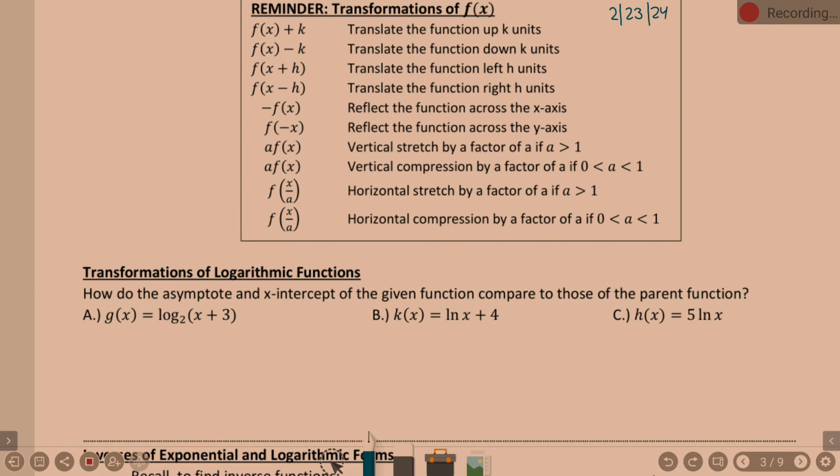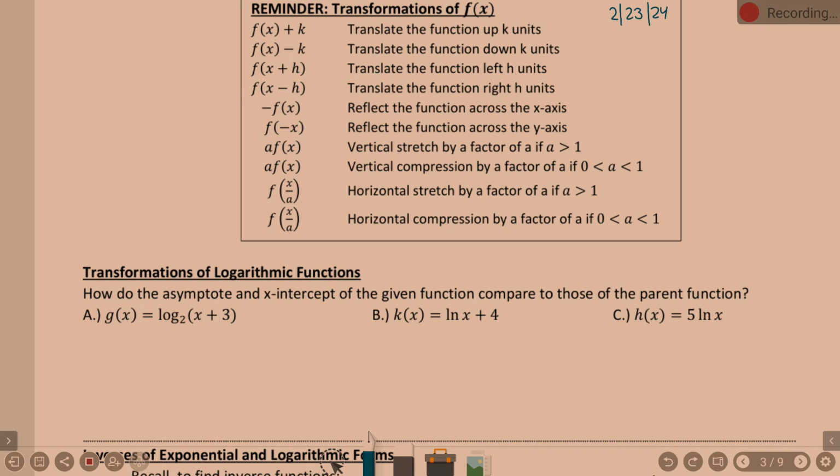Topic 1. Okay, this was our Unit 1 paper, so you can always pull that out or get another one if you need it. But it's in your notes here. I'm not going to read through that. We've been through it a bunch of times. So as you look at these transformations, the questions are, how do the asymptote and x-intercept of the given function compare to those of the parent function?